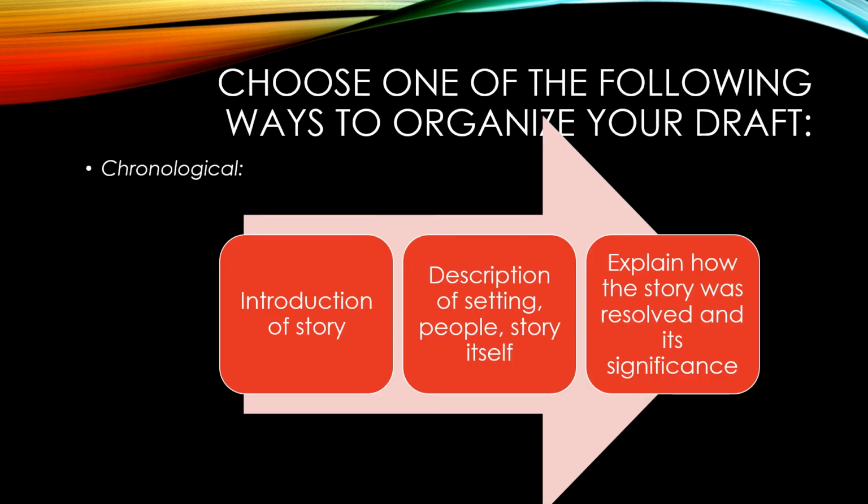So choose one of the following ways to organize your draft. These are all reproduced in our book, but there are three different ways that you can organize your draft. Most people choose this first way, and any one of these ways can get a good grade, so don't think that one is better than another. You start with introducing your story. Then you describe the setting, the people, the story itself, and then the ending explains how the story was resolved and its significance.